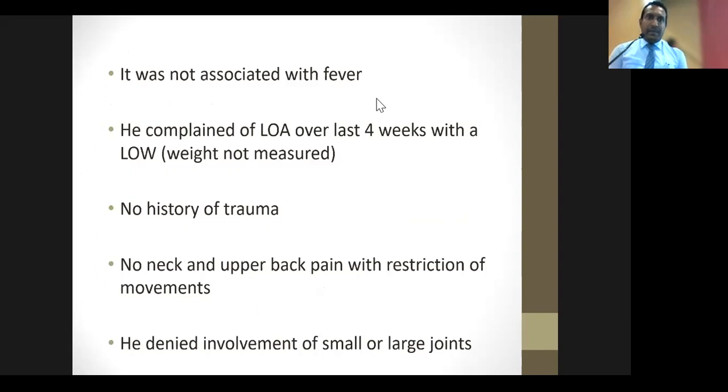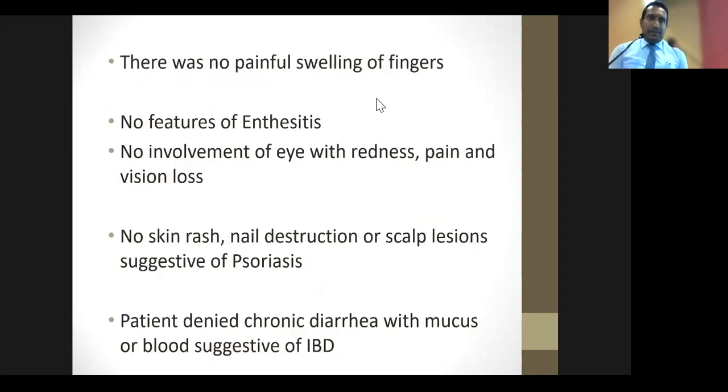There was no history of trauma, no upper back pain or neck pain with restricted movements. He denied involvement of other peripheral joints. There was no history of painful swelling of fingers, and no features of enthesitis. And there was no involvement of eye suggestive of uveitis. There was no skin rash or nail changes, scalp lesions suggestive of psoriasis. Patient denied chronic diarrhea with mucus or blood.